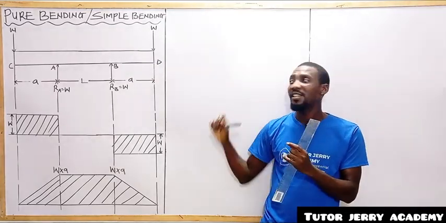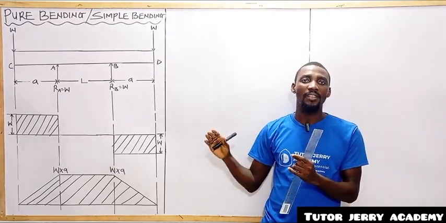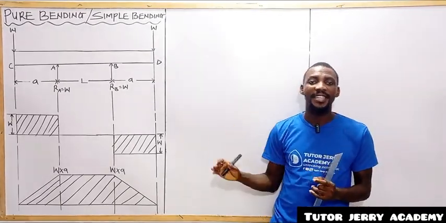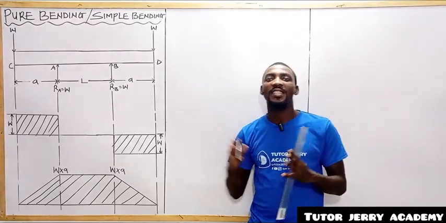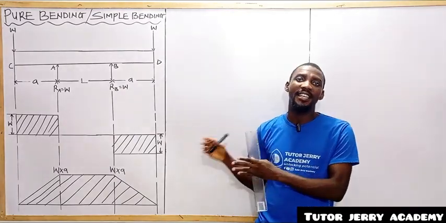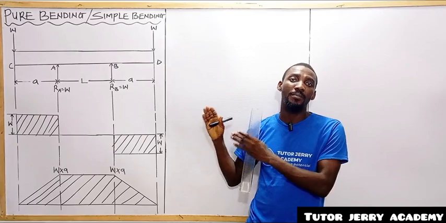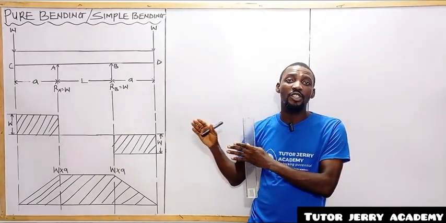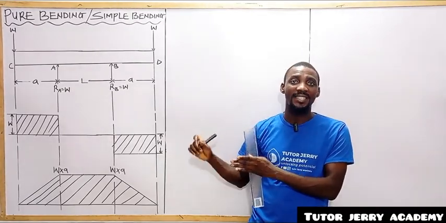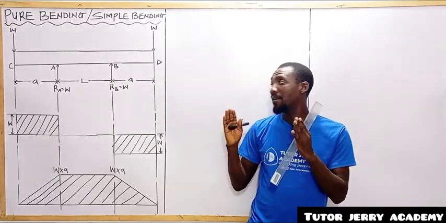And the stress that is set up along the length of that beam is known as what? Bending stresses. So what then is pure bending? Pure bending is a specific condition in which a beam is subjected to constant bending moment along its length with no shear force present.